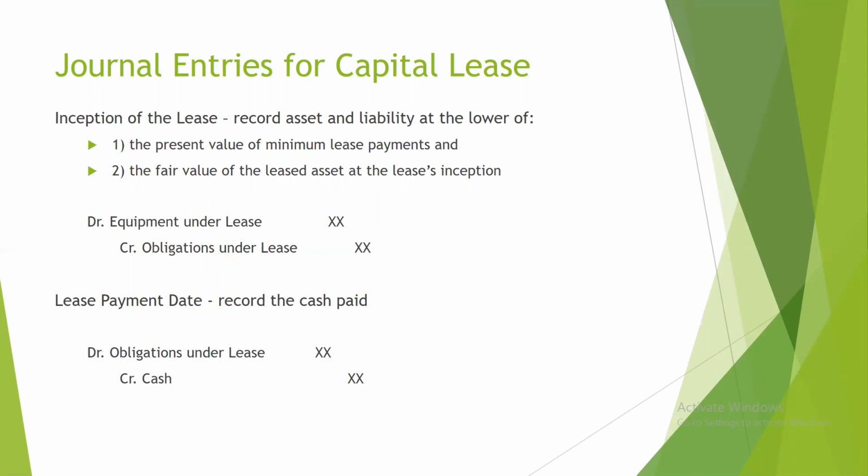Then the second journal entry, anytime you have to make a lease payment, and in our example it was every January 1st for 5 years, we're going to debit obligations under lease and credit cash for the lease payment amount. Okay, so we're bringing down our liability every year until we get it all the way down to its future value.